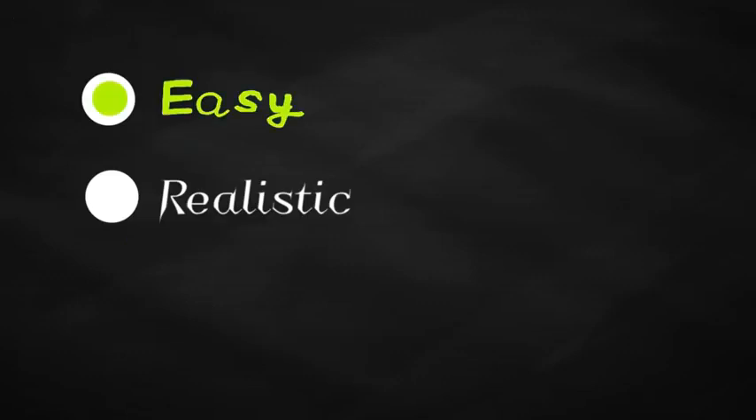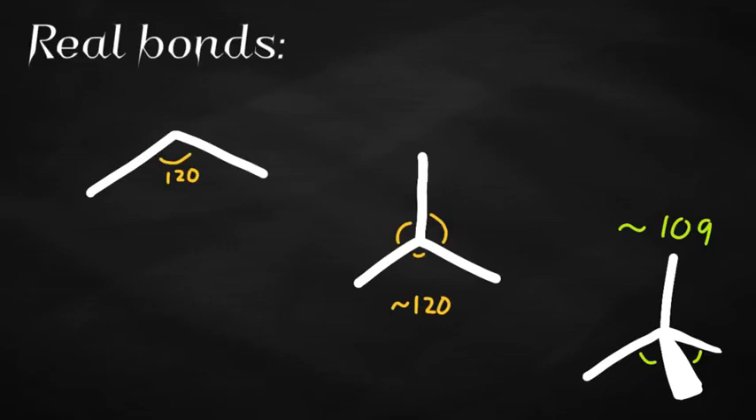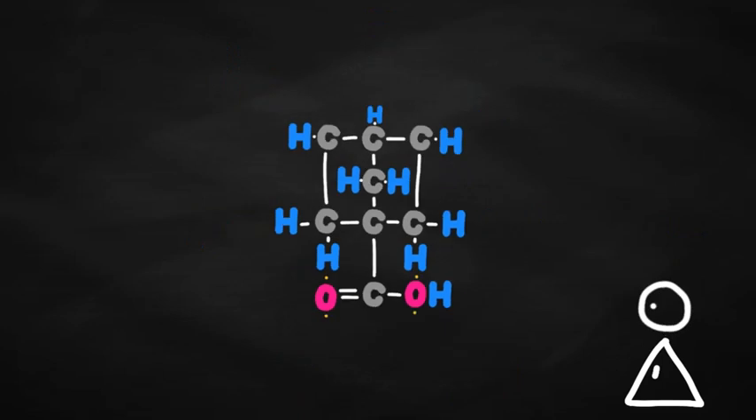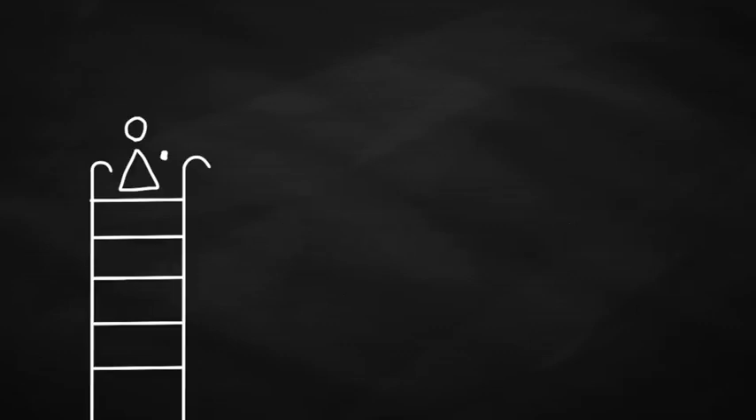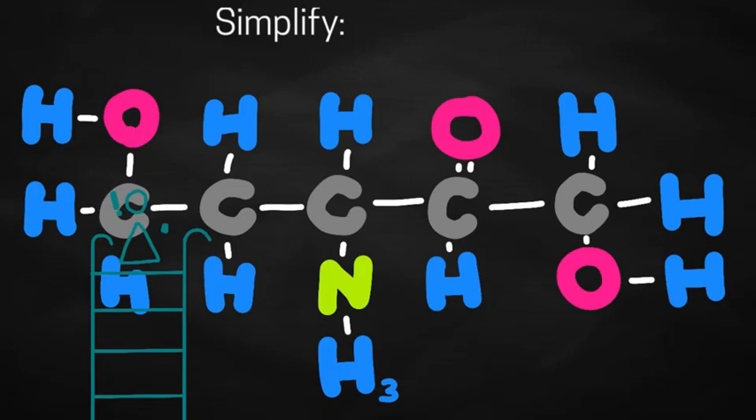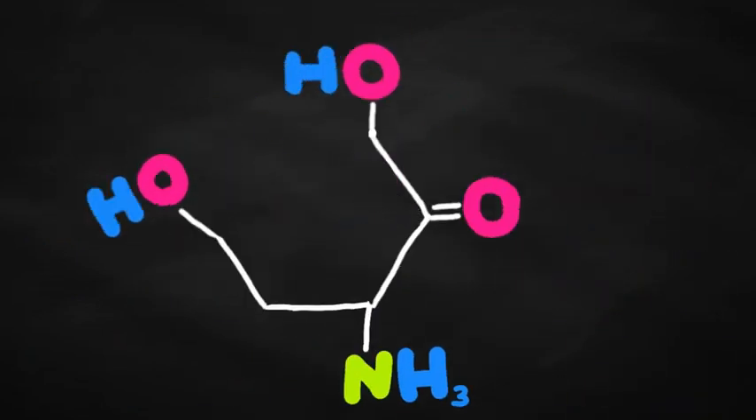We've made this drawing easy, but what about being realistic? To be realistic, you draw 2 bonds at a 120-degree angle. This can help to distinguish bonds, and real bonds come out somewhere in the region of 109 degrees. This makes your diagram much more distinguishable and recognizable. For example, try writing this molecule. Kind of annoying, right? Now see what this molecule looks like after simplifying it with our strategies.